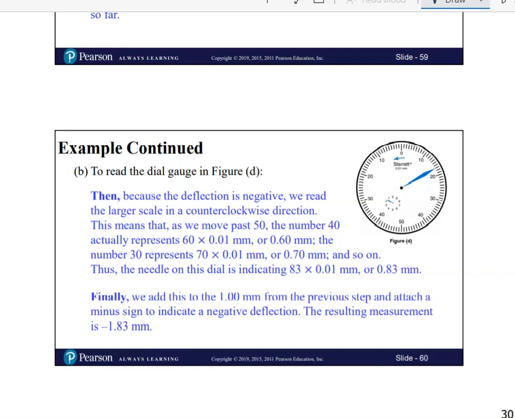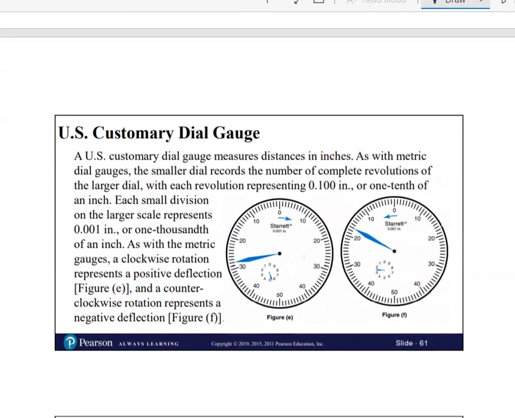So this means that as we pass 50, the number 40 actually represents 60. This would be 70, and so on. So the needle on this dial is indicating 83. So by the time we've gone 50, 60, 70, 80, up to 83, that's 0.83 millimeters. Finally, we add this to our 1 millimeter from the previous step, and we attach the minus sign. So minus 1.83 millimeters, or negative 1.83 millimeters.